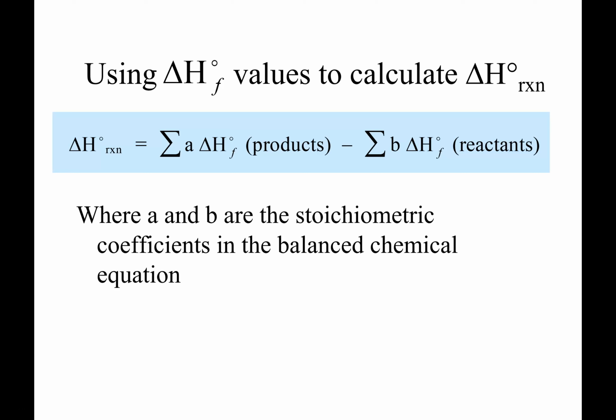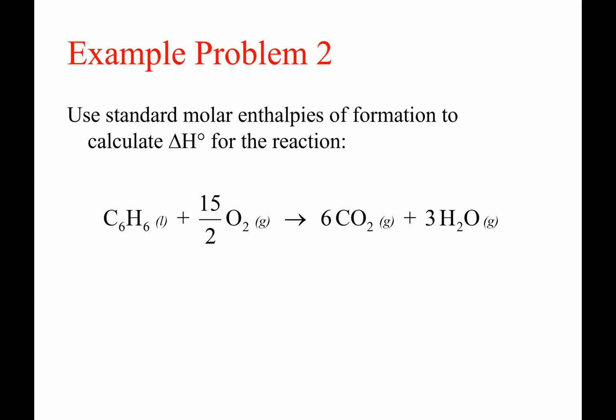Okay. There's one more twist. For each one, we need to take the standard molar enthalpy of formation times its stoichiometric coefficient. Let's do an example. Let's do the combustion of benzene. So we're taking C6H6 and reacting it with oxygen. This is a balanced equation. It's going to give us carbon dioxide and water.